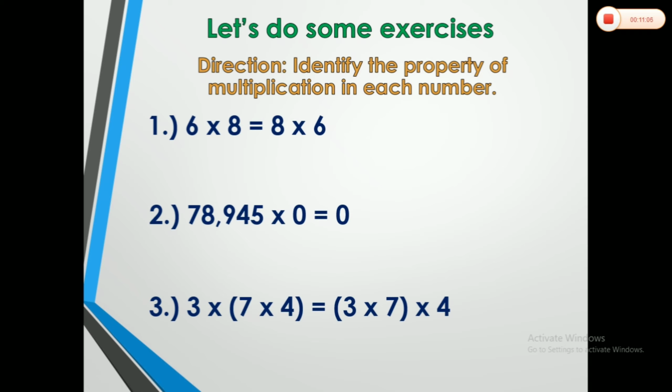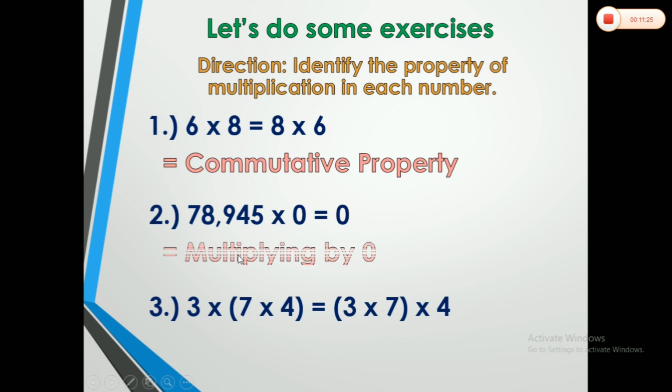The first one, 6 times 8 equals 8 times 6. What property is this? This one is what we call commutative property, correct? The next one, 78,945 times 0 is equal to 0. The answer is multiplying by 0, correct? Next, 3 times parenthesis 7 times 4 parenthesis is equal to 3 times 7 times 4. So they changed their group. This one is what we call, yes, associative property.